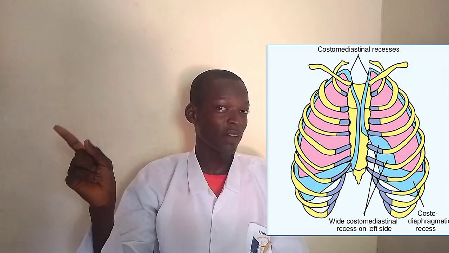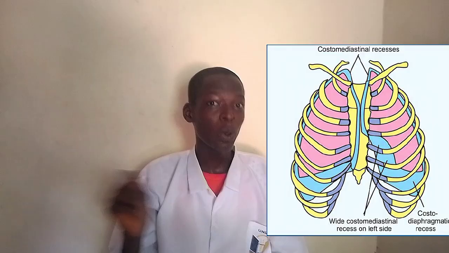Now, the costomediastinal recess. The costomediastinal recess is located anteriorly, between the costal and the mediastinal pleura. And you should also know that the costodiaphragmatic recess, like we mentioned before, is between the costal and the diaphragmatic pleura. The costal and the diaphragmatic pleura, here.